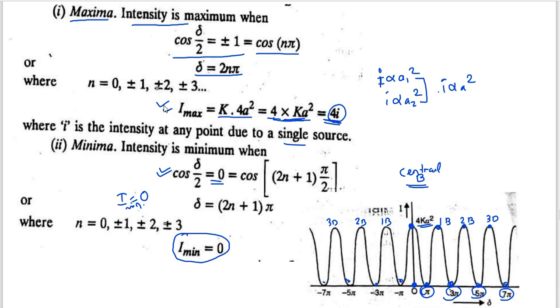So easily you can understand and get the situation of the interference pattern which is created due to the double slit experiment, Young's double slit experiment.